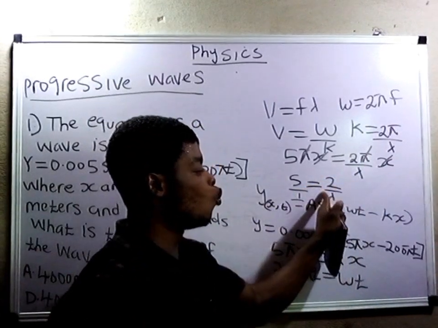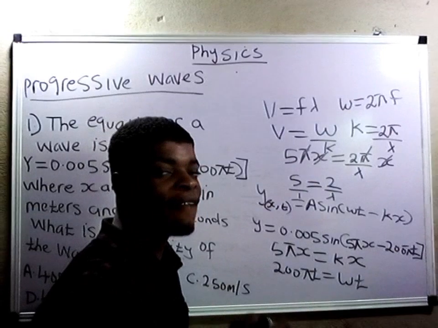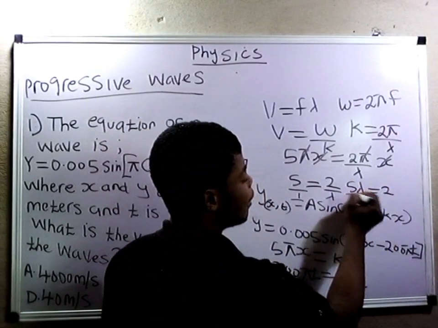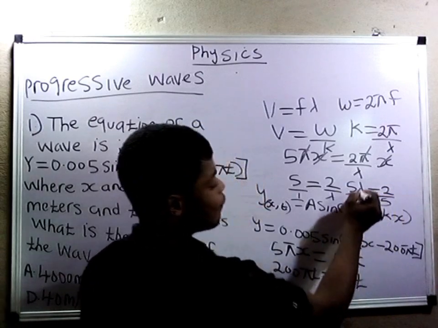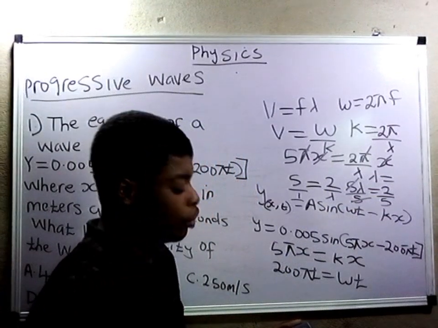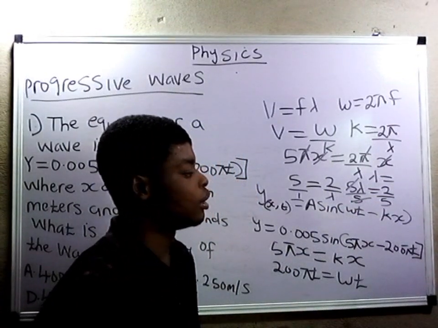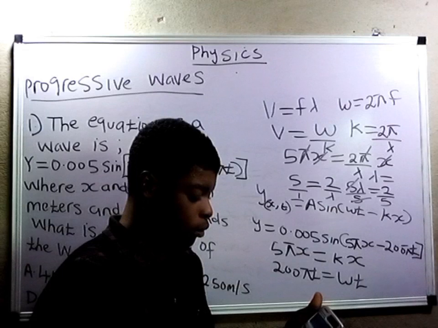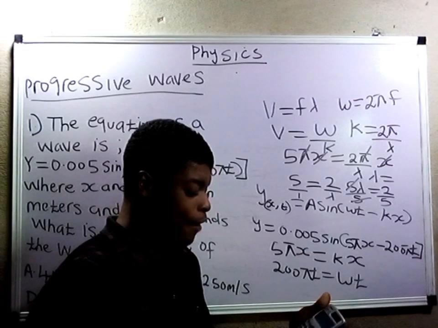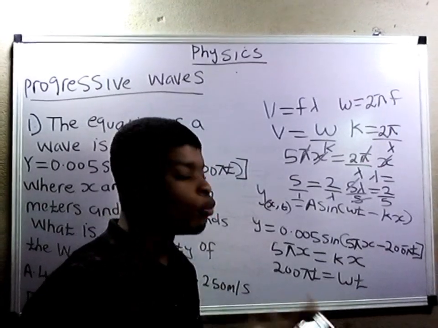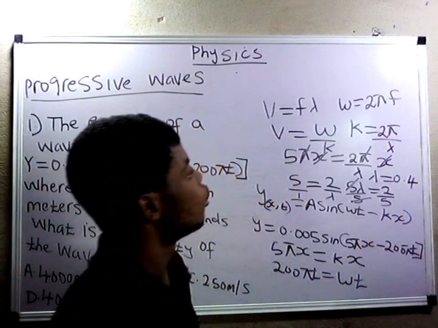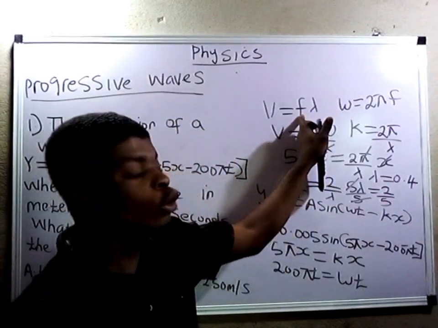So we multiply, we have 5 lambda equals 2. Then divide both sides by 5, 5 cancels out. Your lambda equals, if I use the calculator to solve this, 2 divided by 5. We're going to have 0.4. So lambda is 0.4. So we don't know the frequency.